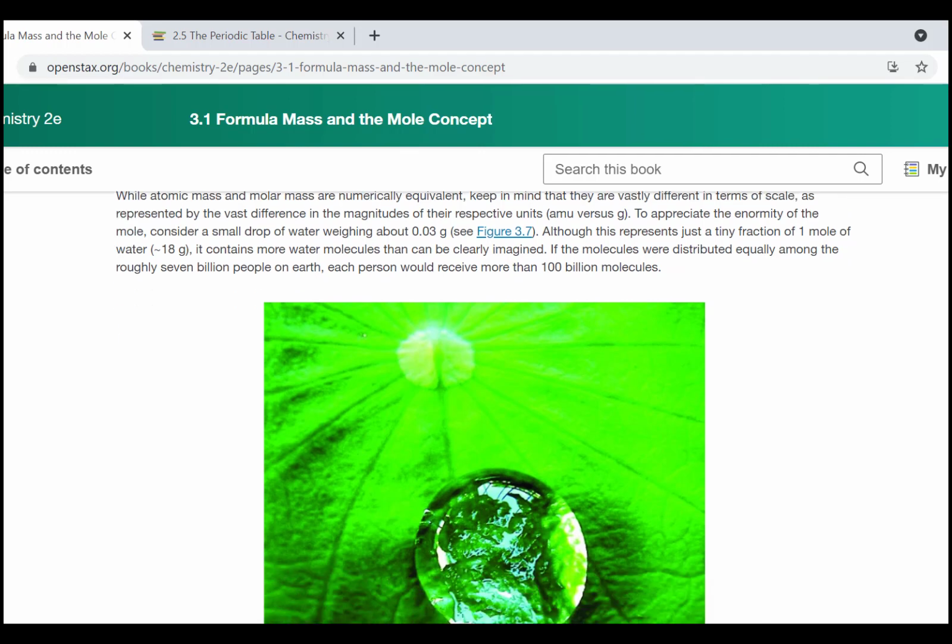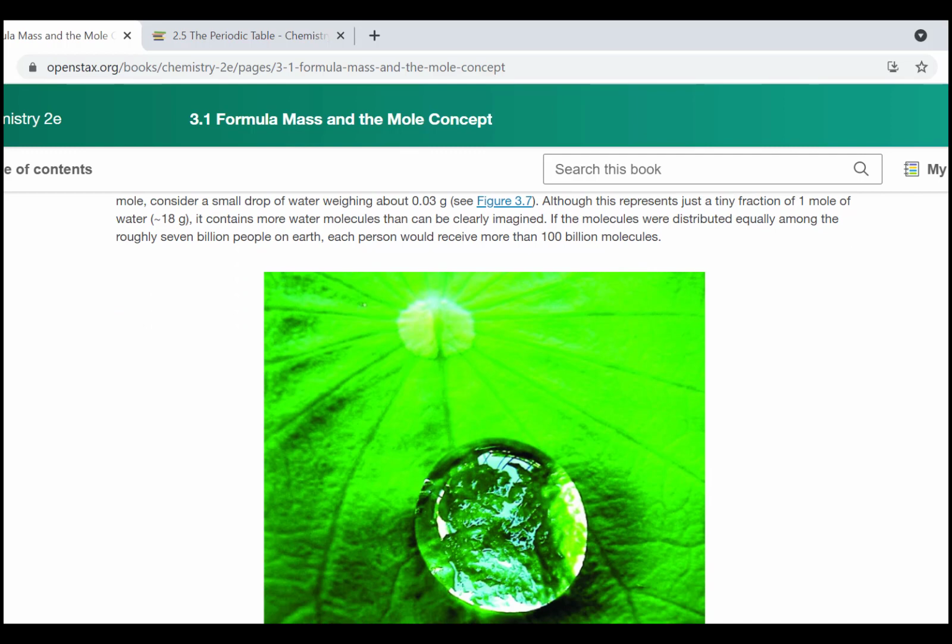Yeah, water molecules in that drop. And you distributed those water molecules equally throughout everybody in the world. Everyone would have 100 billion molecules. Now hopefully from that you can get a sense of appreciation for just how big the mole number is. But maybe not, because 100 billion is also a number bigger than we can understand, as well as the number of people on the earth. Once we get into billions, it gets very difficult to understand.